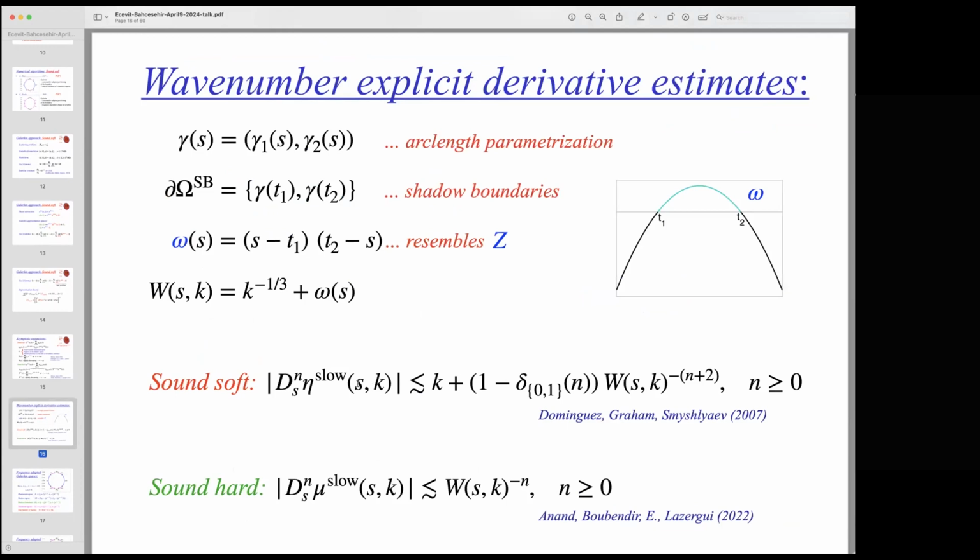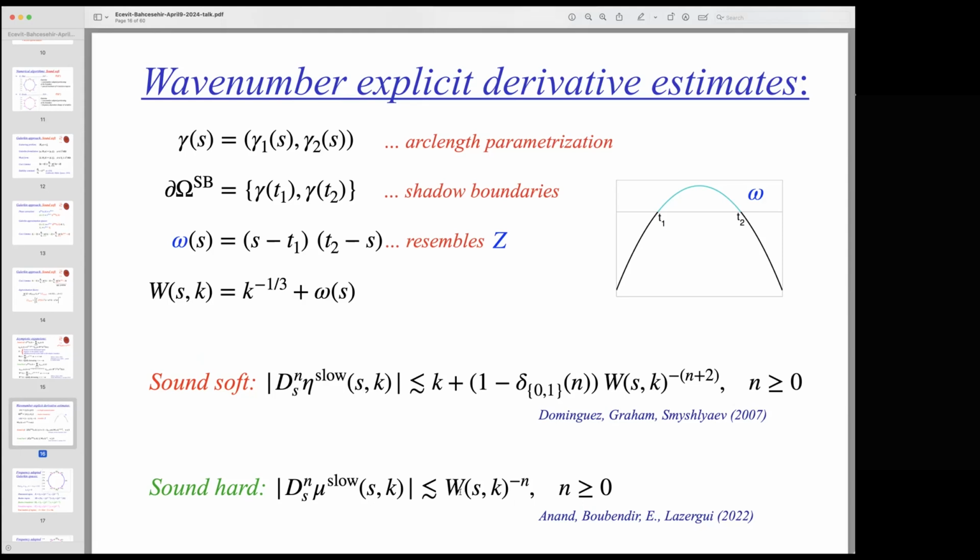For our approximation spaces, these derivatives written down there for sound soft and sound hard, these estimates involve the derivatives of these slowly varying densities. And these approximations are important for approximating that infimum. So this was derived for the soft case by Dominguez, Graham, and Smyshlyaev in 2007. And recently, we also did the same thing for the Neumann case.